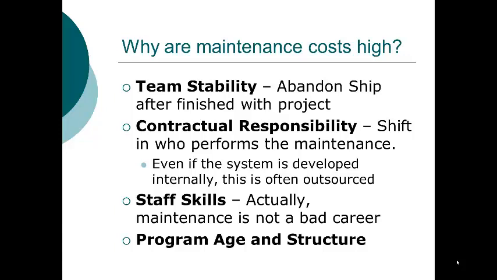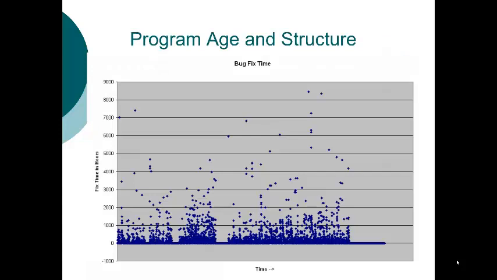In terms of age and structure, large systems do tend to decay. This one's actually taken from one of my research systems, and you can see as the system ages, as it progresses from left to right on the graph, there are a lot more outliers in terms of fix time. You can see that over here on the right you have fixes that take a lot longer than they did earlier in the process. There are still a few outliers earlier, but there are far more outliers in this graph as the system itself aged.